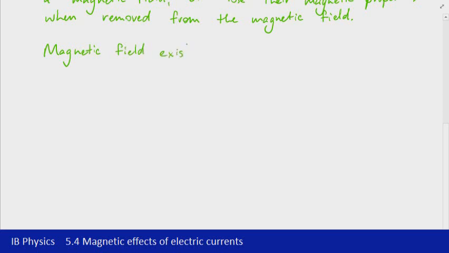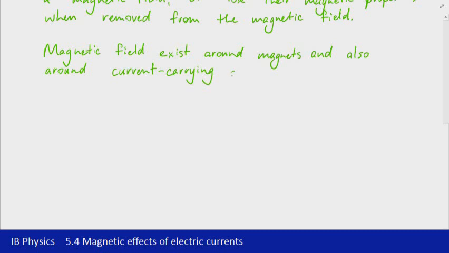Magnetic fields exist around magnets, and as the title of this unit suggests, they also exist around current carrying conductors. And there are a few properties of those fields that we need to identify, and those properties are similar to what we identified for electric fields, with some differences.